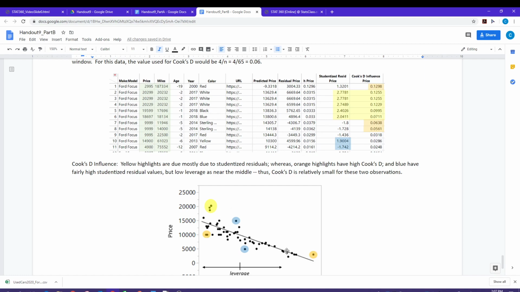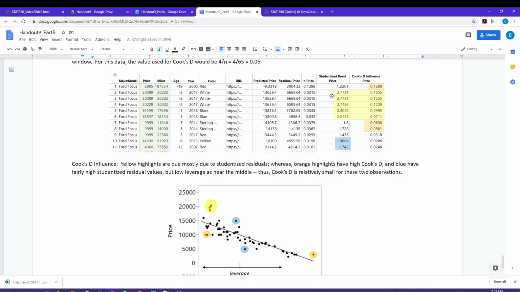These orange ones here, again, are going to have high Cook's distance, but not necessarily high studentized residuals. So these are going to be a little bit closer to the line, the orange ones, because they're not that much of an outlier in the Y direction. But they are somewhat of an outlier in the X direction. Especially this one down here is going to have high leverage. And these here are going to have somewhat high leverage. So those high leverage values are what's causing those Cook's distance values to be somewhat higher.